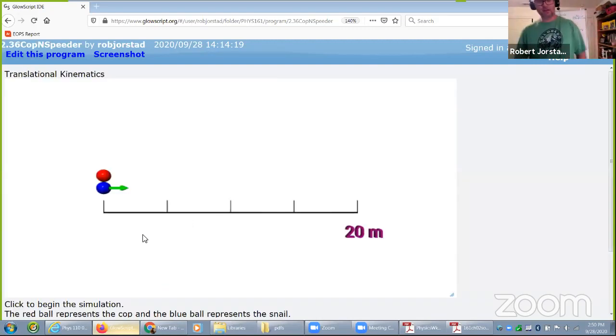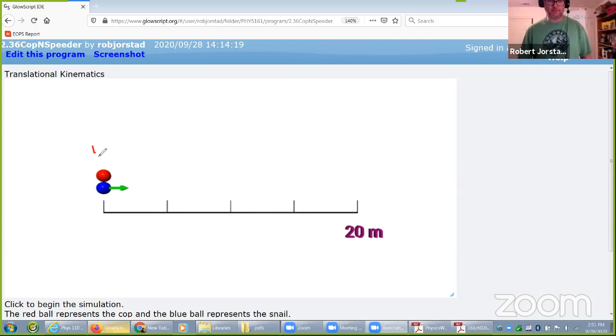So let's take a look here. Hopefully this is up on your screen right now. Did I color code this right? I think I did. So this is the cop, and down here is that escargot. Notice the speeder has this speed V. The green arrow is supposed to be velocity there. Notice the cop has no velocity, but they are going to accelerate.